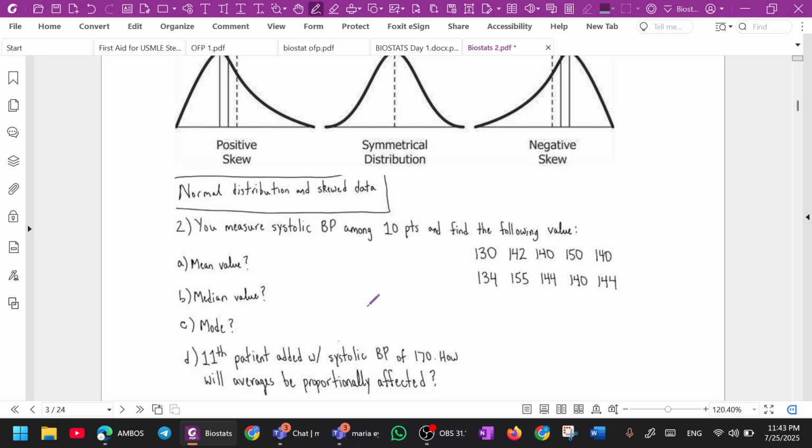Okay, so let's do this one. Find out the mean value. You find it out, tell me the number, I'll write it. Mean is the average, isn't it? We will add every blood pressure and divide by 10. Okay, I'm doing it.